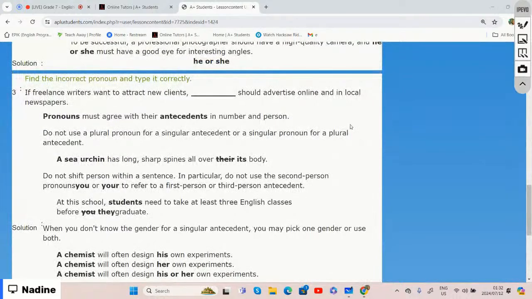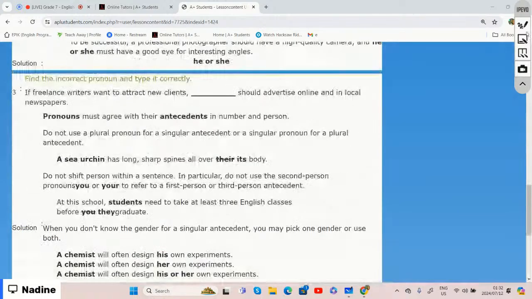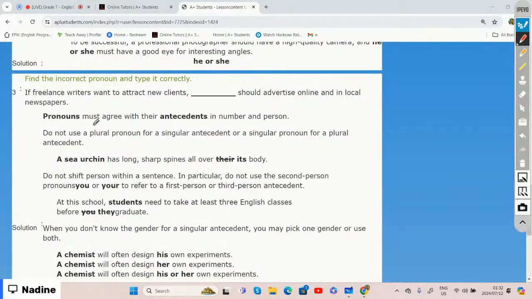All right, if you look at the next one, it says, if freelance writers, more than one, if freelance writers want to attract new clients, we're referring to more than one, should advertise online and in local newspapers.